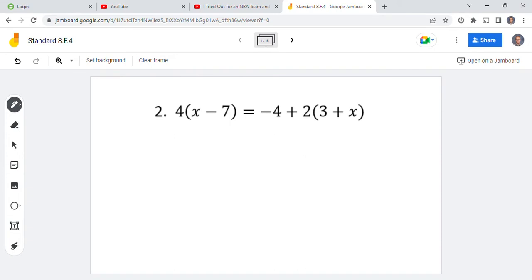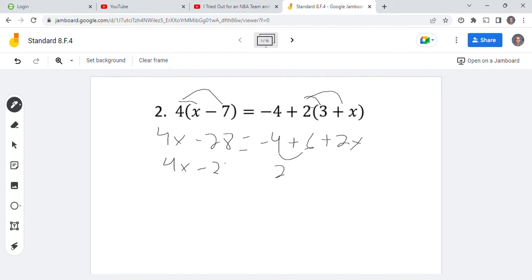We're going to start question number 2 by distributing over on the left and the right hand side here. 4 times x gives us 4x. 4 times negative 7 is negative 28. And on the right hand side we have negative 4 plus 2 times 3 is 6, and 2 times x is positive 2x. From here we can start to get our like terms together. We got negative 4 and a 6. That will give us a 2. So rewriting, we get 4x minus 28 equals 2 plus 2x.